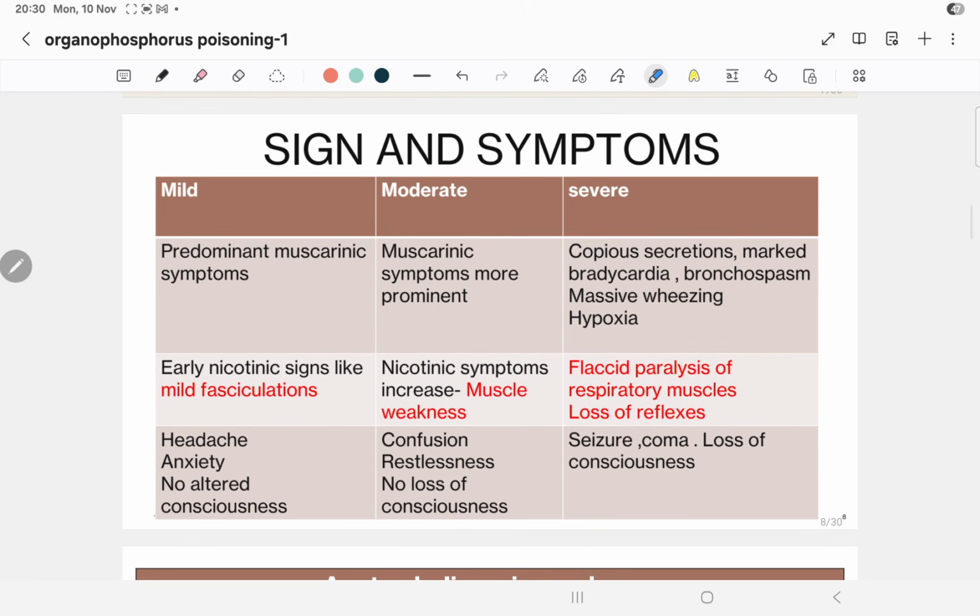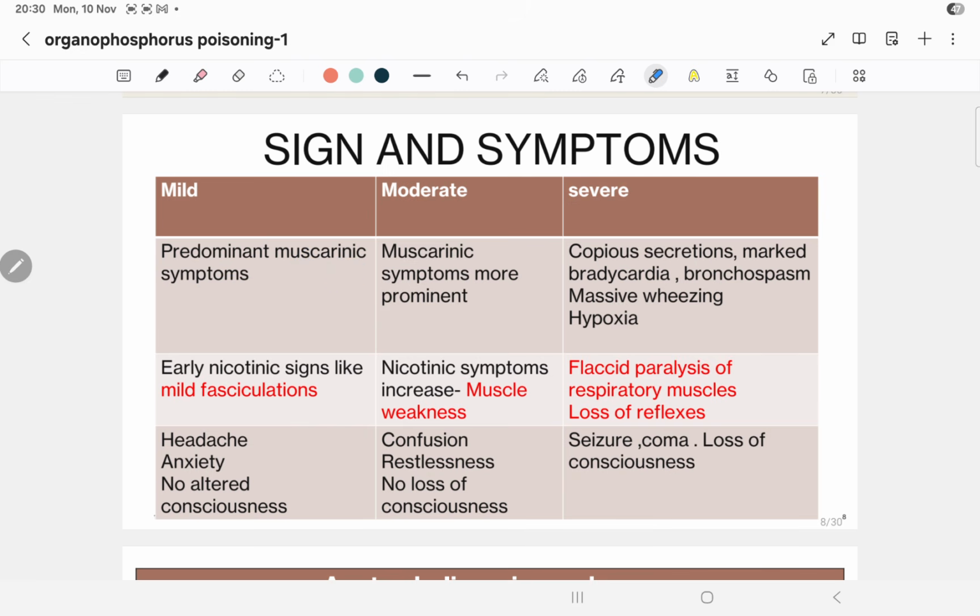So let's differentiate between mild, moderate, and severe OP poisoning. In mild OP poisoning, muscarinic symptoms will predominate. So muscarinic symptoms appear early as compared to nicotinic symptoms. If there is little exposure to organophosphorus compounds, mainly the secretions will be increased. Patients will be salivating, they will have secretions from the eye, they will be urinating, rhinorrhea, so secretions will be increased. Mainly muscarinic symptoms predominate.